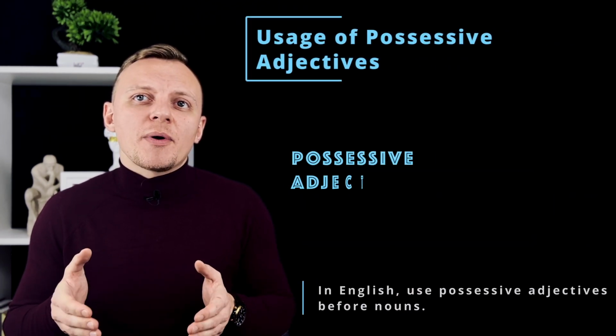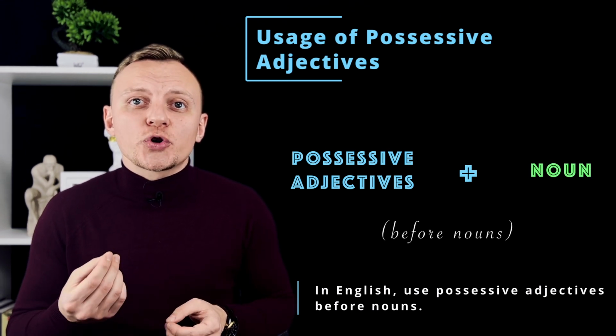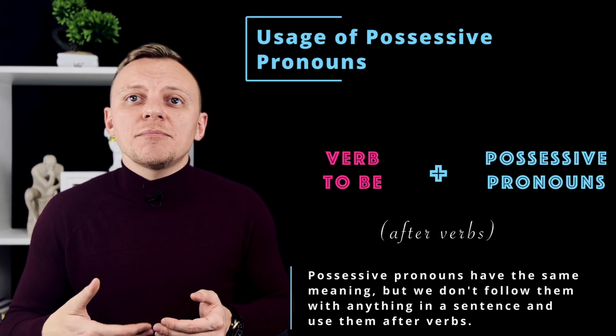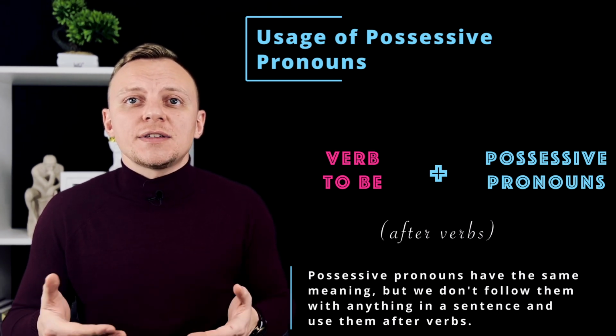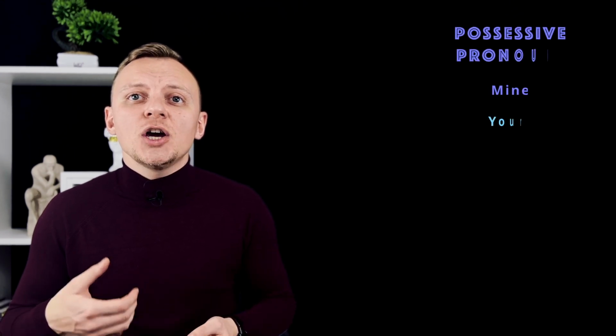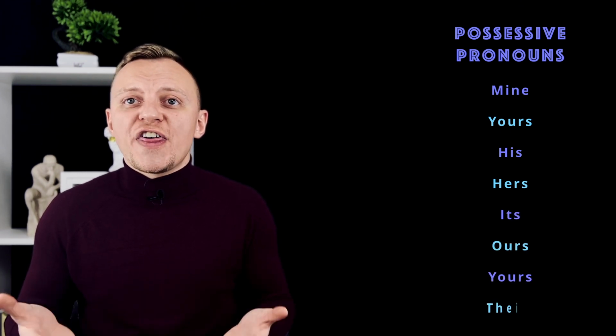And so let's remember that we use these possessive adjectives before nouns, and it's crucial because in English there are also possessive pronouns that have the same meaning, but we don't follow them with anything in a sentence and use them after the verbs. Let's get familiar with them and then go through examples. So, mine, yours, his, hers, its, ours, yours, theirs.